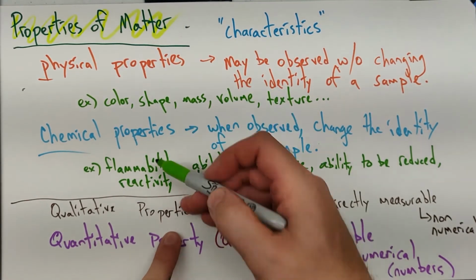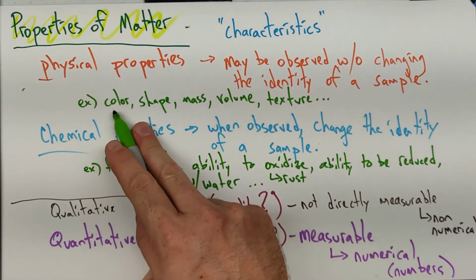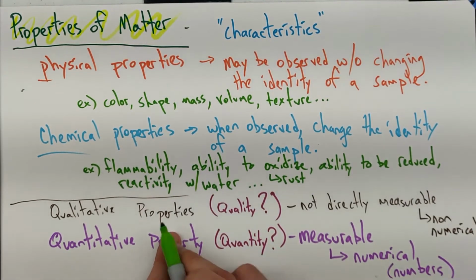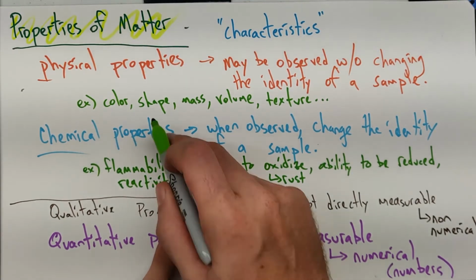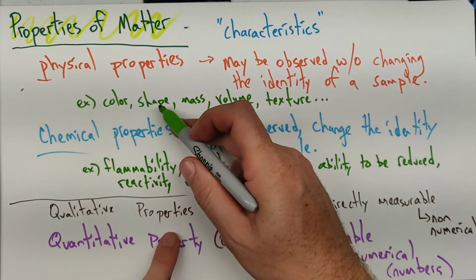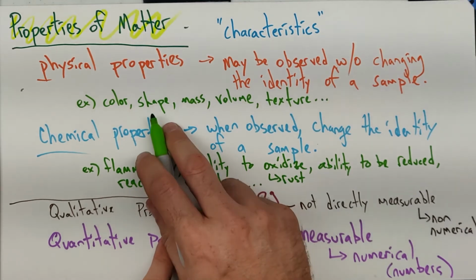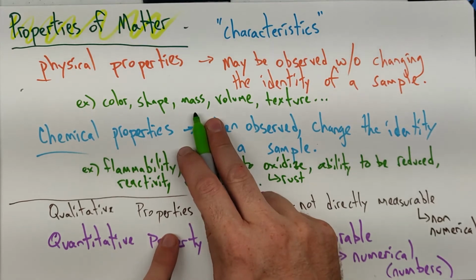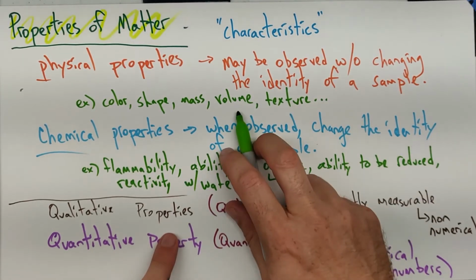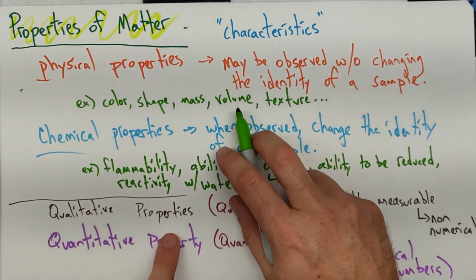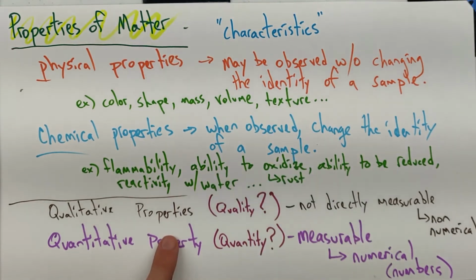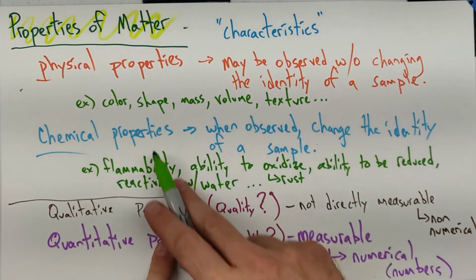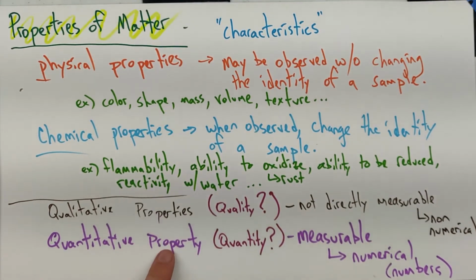Well, if we jump back and look at these properties here, color could be qualitative. In general, you might say something's green or something's blue. Shape, you could say something is round or rectangular or spherical. Those are all shape information. Mass, you might say something's heavy or light. Volume, you could say that's huge or very tiny. Texture, you could say smooth. And for chemical properties, you could say yes, something is flammable.